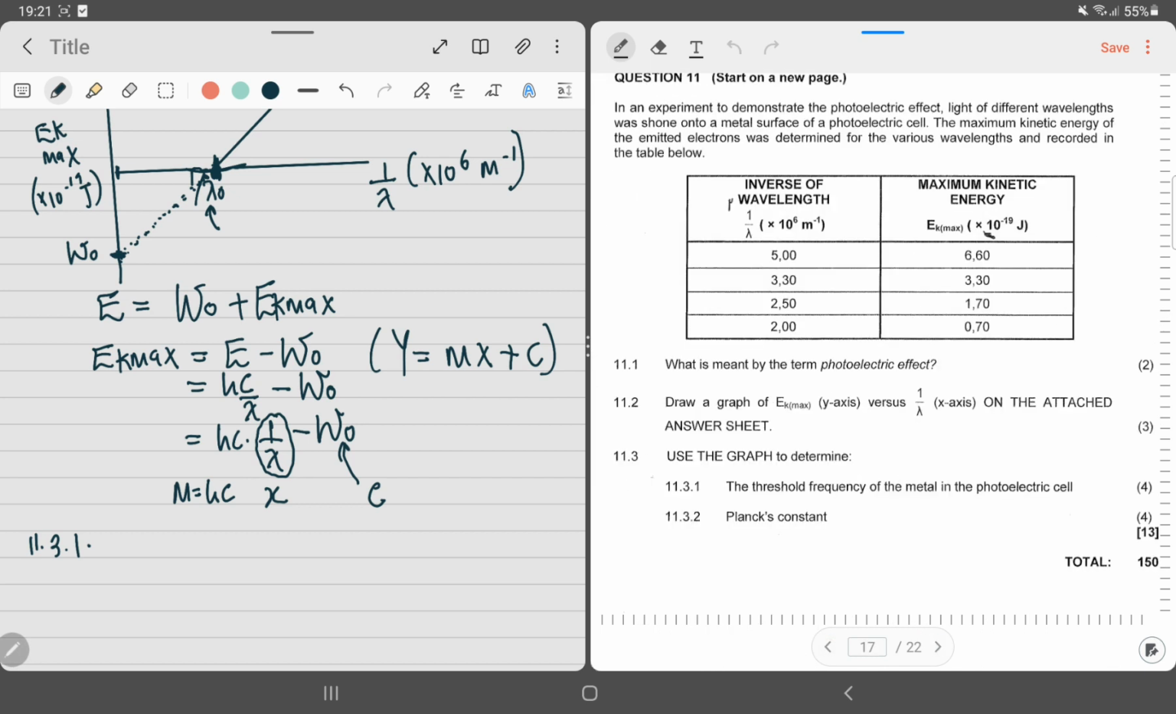I'm just going to use the stats function. So I'm going to say mode, setup 2 for stats, and then choose option 2, which is given by a plus bx. So I'm going to input my data. My x is the inverse of the wavelength, so that's 5, 3.3, 2.5, and 2. My y's are the maximum kinetic energy: 6.60, 3.30, 1.70, 0.7. And then when I'm done, I'm going to press AC, Shift 1, and choose option 5, which is regression.